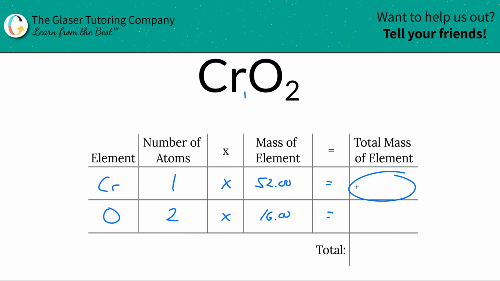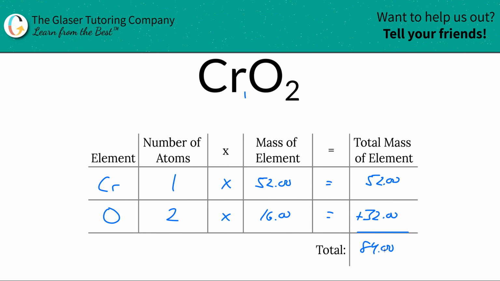Now to find the total mass of that particular element, we simply multiply the atoms by the mass. So 1 times 52 is 52. 2 times 16 is going to be 32. And then when we add this together, we simply get a total of 84, and that is the total mass of that compound. So this was that first step, to find the total mass.